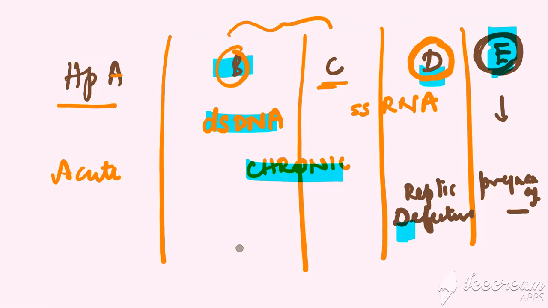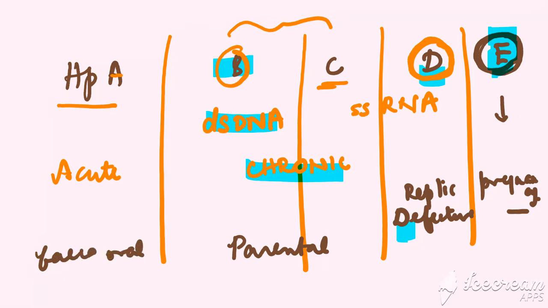B and C can spread through the parenteral route, through sexual transmission or during blood transfusion, or sometimes from the mother to the fetus, whereas hepatitis A spreads through the fecal-oral route. This is one of the commonest things you should know.